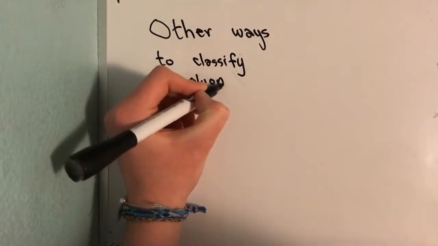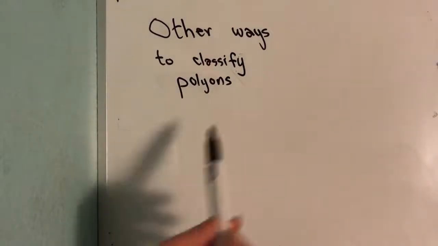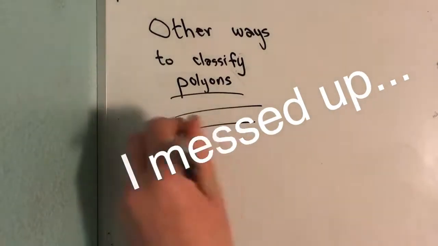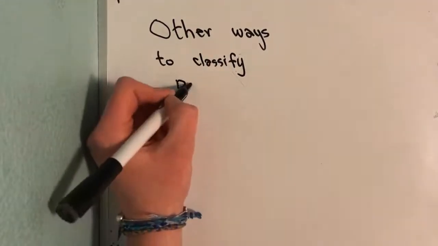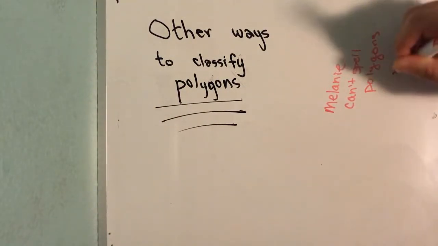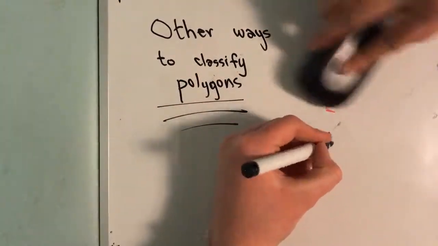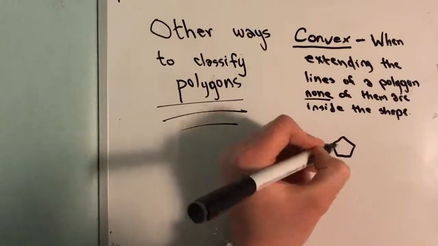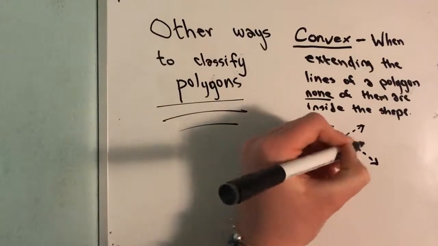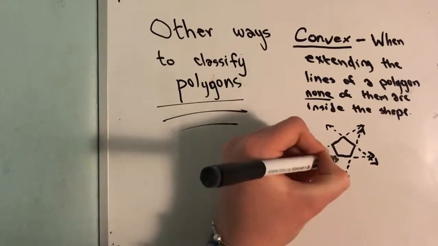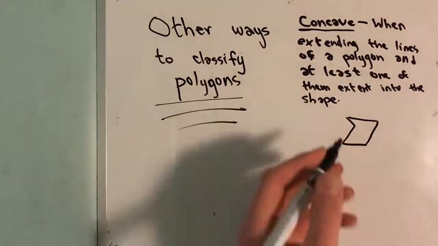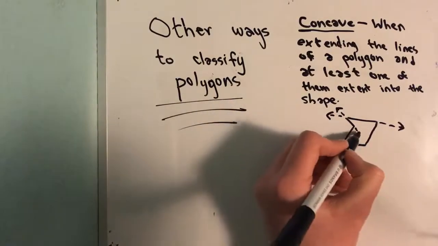Other ways to classify polygons. Convex: when extending the lines of a polygon, none of them are inside the shape. Concave: when extending the lines of a polygon, at least one of them extends into the shape.